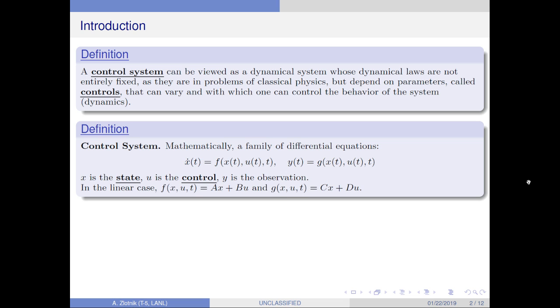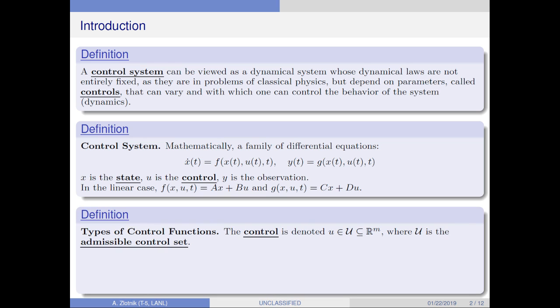In the linear case, the dynamics are written as Ax plus Bu, an affine function of the state and control. Similarly, the observation map can be written as Cx plus Du, where A, B, C, and D are matrices which may also depend on time.